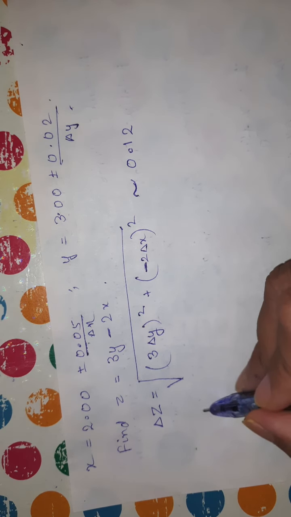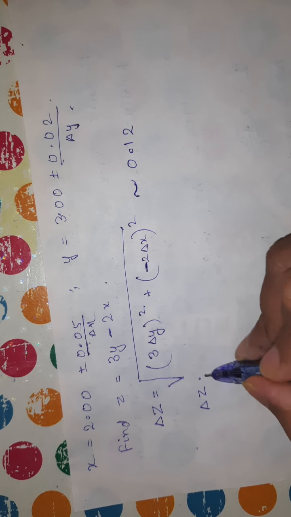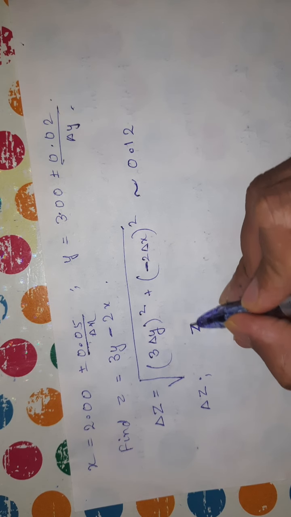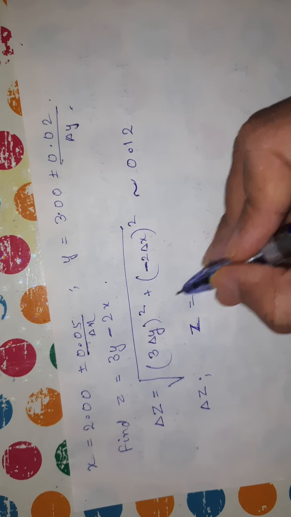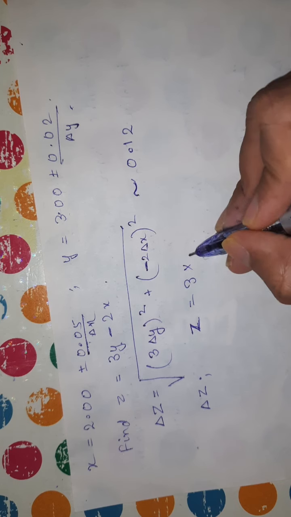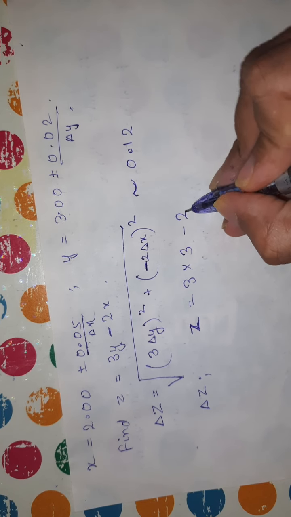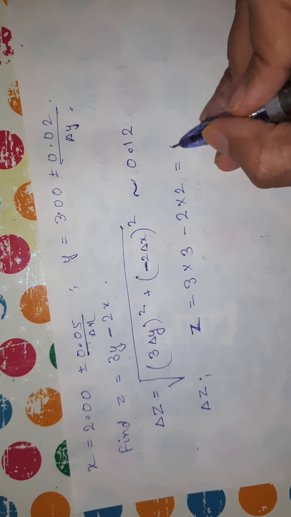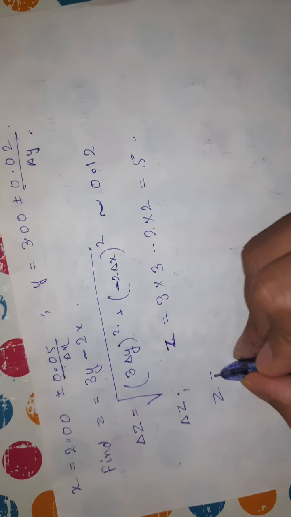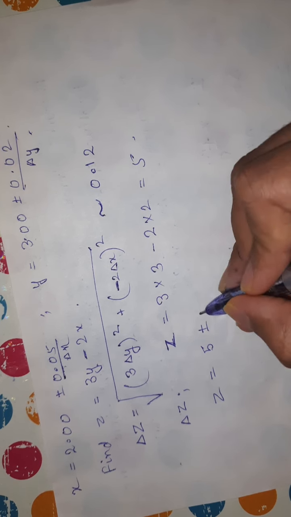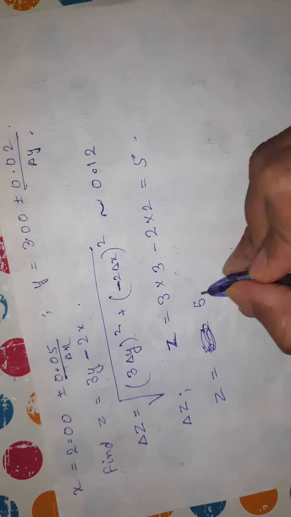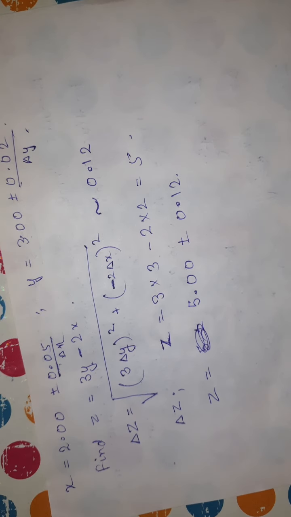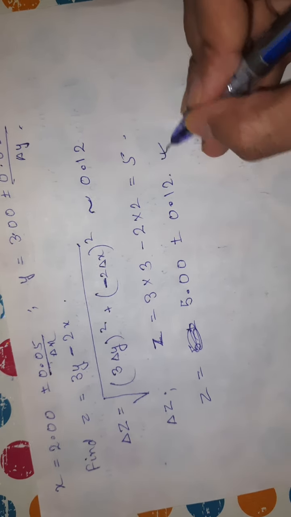But this is delta z, and we have to find the total value of z. So to find the total value of z, we put the value of y in here, that is 3 times 3, minus 2 times x, and that is 2, okay. So we get 9 minus 4 is equal to 5. So the final value of z will be, sorry, it should be written as 5.00 plus minus 0.12, okay. So this is the final answer.